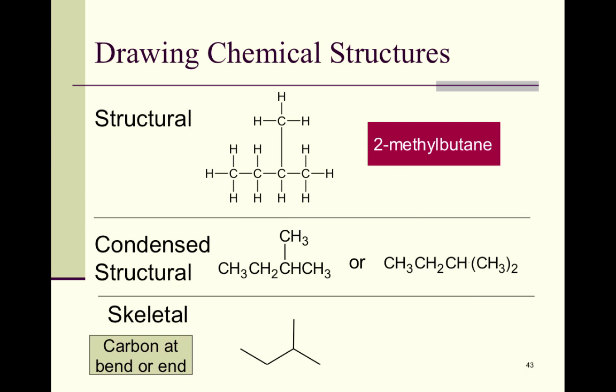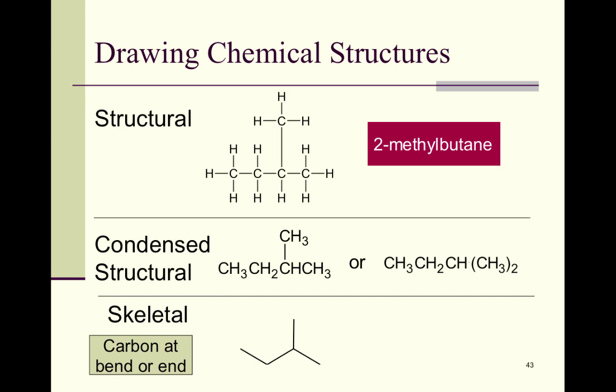Drawing chemical structures. We want to know what the structure looks like, because a molecular formula could have different isomers, and isomers are when you have the same molecular formula but a different structure. Don't confuse that with isotopes that we talked about earlier. That is actually something different. We're talking about different structures that are possible, so we do want to know the structure of something.